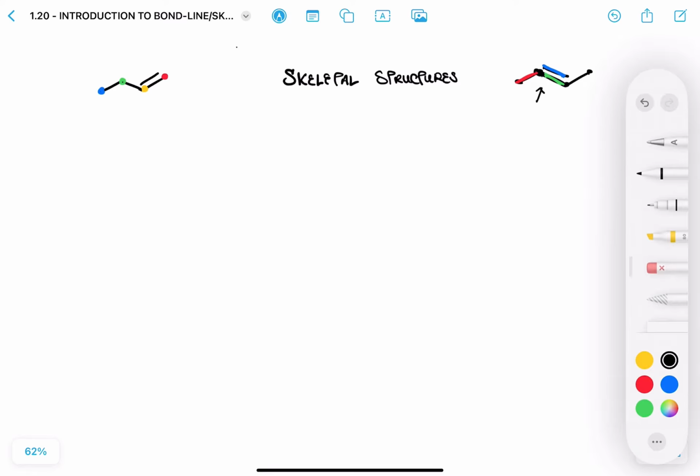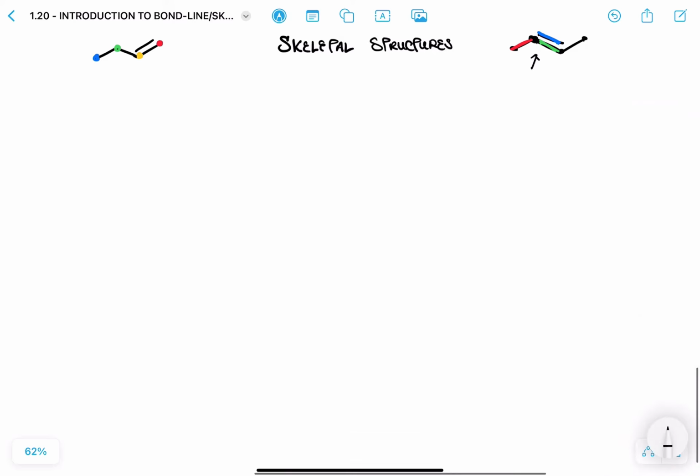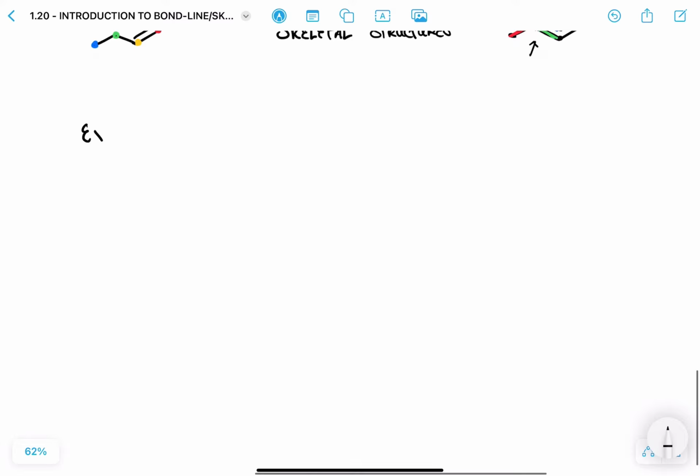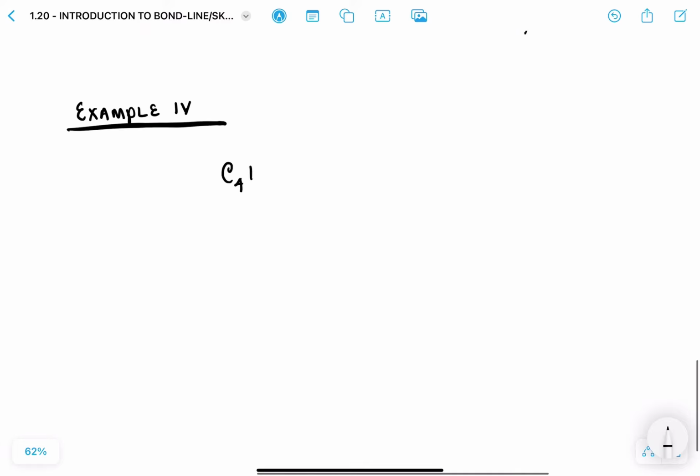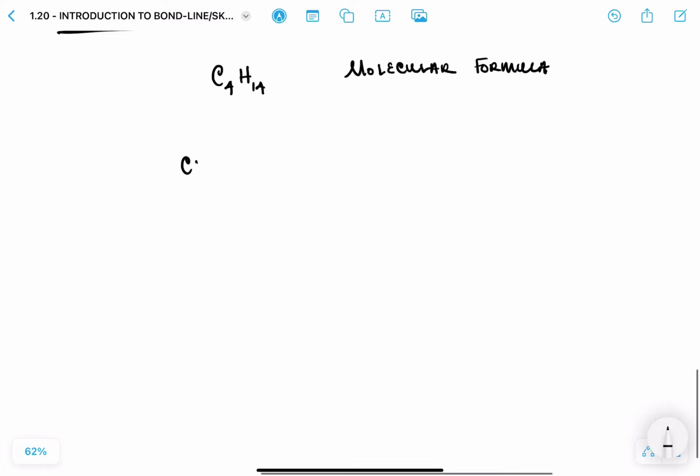And let's continue on with another example. So I believe we're on example number 4. So we'll start with C4H14, our molecular formula. So now I'm drawing a condensed structure.